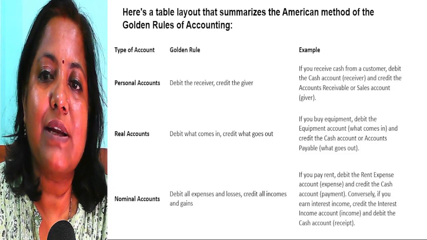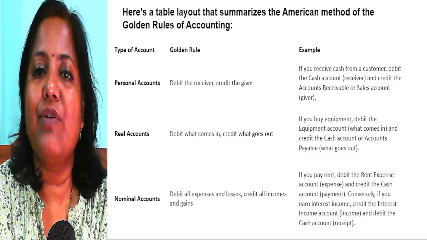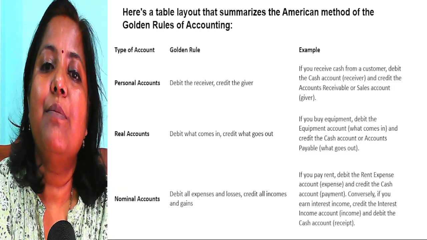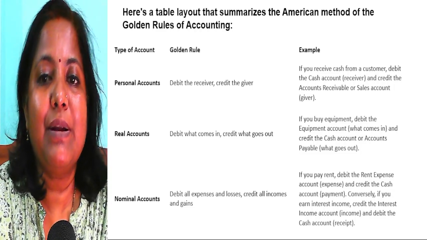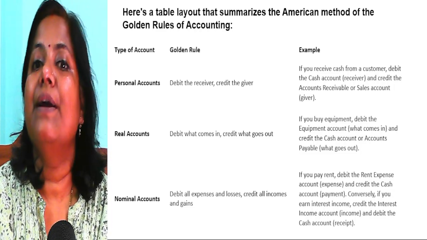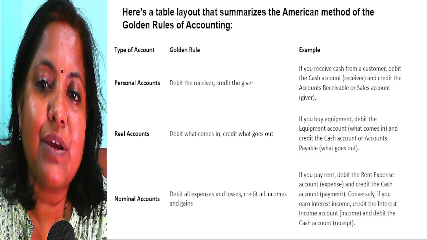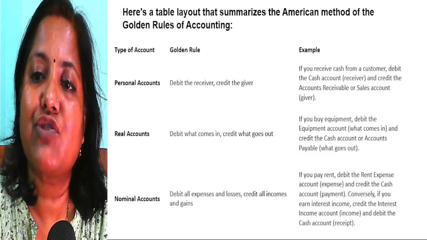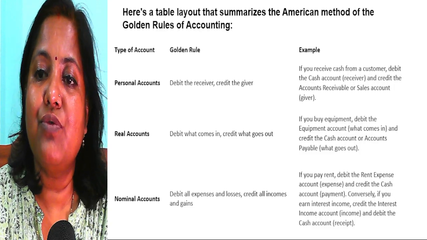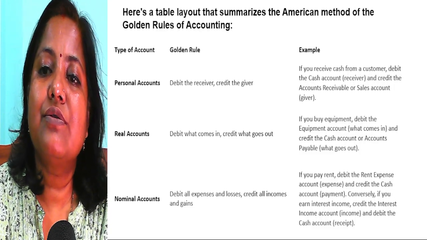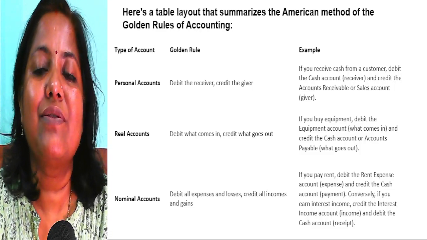Here's a table layout that summarizes the American method of the golden rules of accounting. Let's see what they are saying. What does the golden rule say for personal accounts? Debit the receiver, credit the giver. Whoever is receiving the money will be debited, and whoever is giving the money will be credited. If you receive cash from a customer, debit the cash account, the receiver, and credit the accounts receivable or sales account, the giver. Who is giving money will be credited.